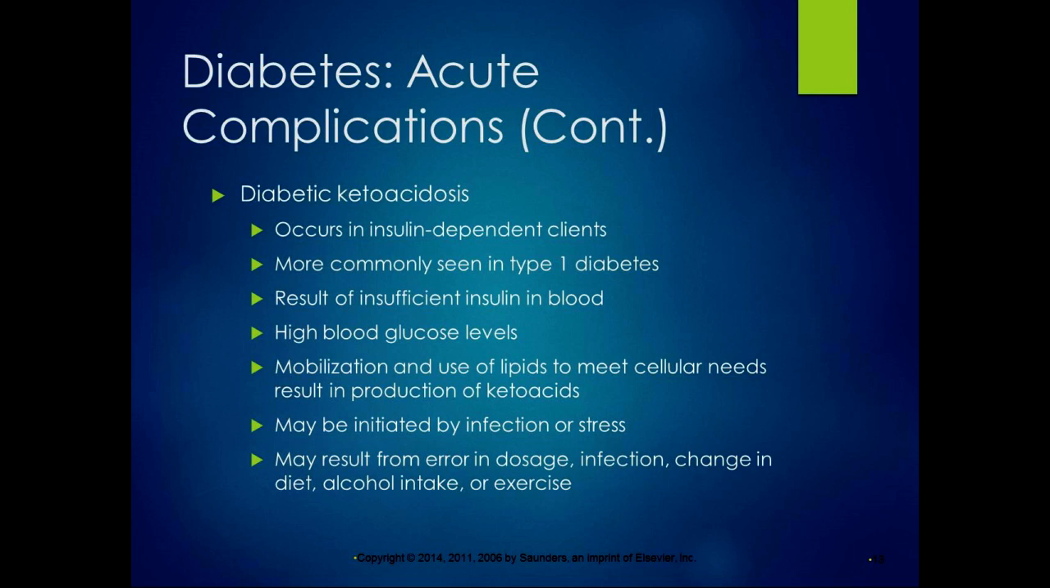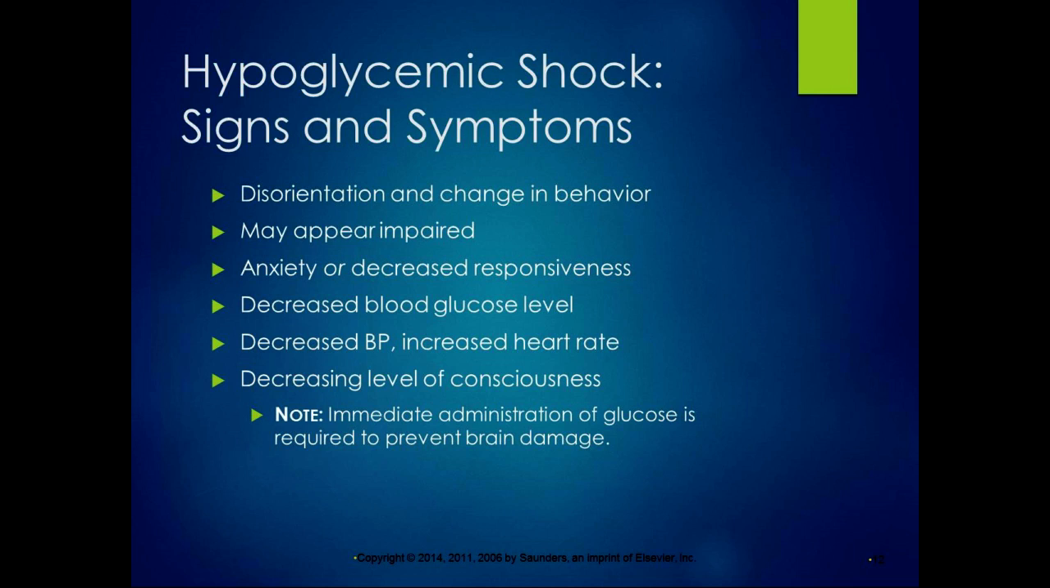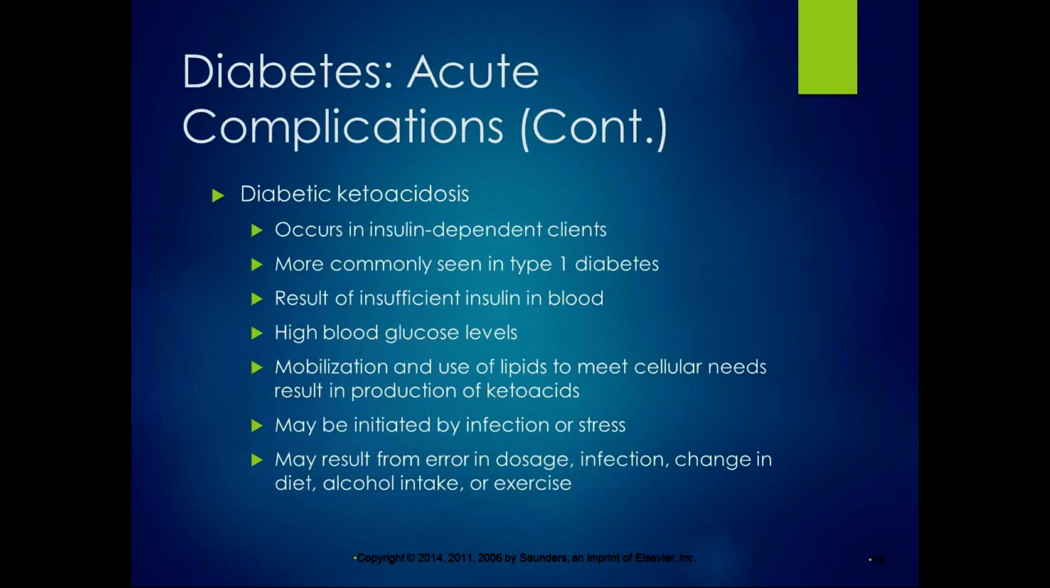So another acute complication of diabetes could be diabetic ketoacidosis, which is the opposite. It's high blood glucose levels and insufficient insulin. Hypoglycemic shock or insulin shock is high insulin levels and low blood glucose. So with diabetic ketoacidosis, it most often occurs in insulin-dependent clients. So it's more commonly seen in type 1 diabetes. So it's a result of insufficient insulin in the blood. It's high blood glucose levels.